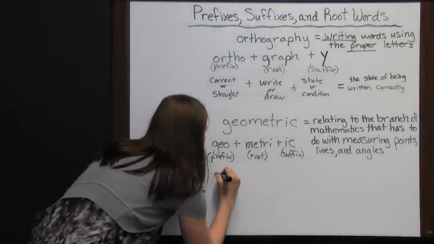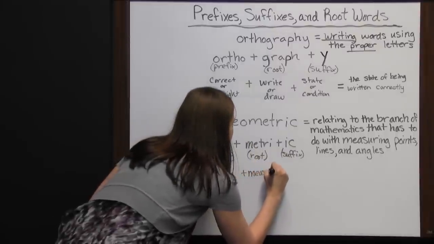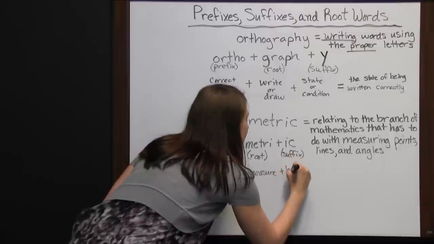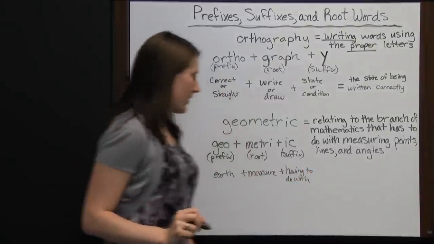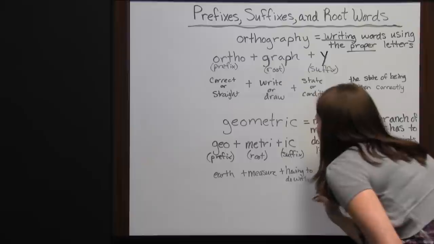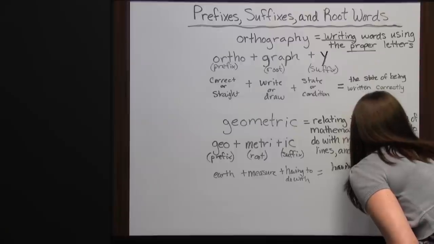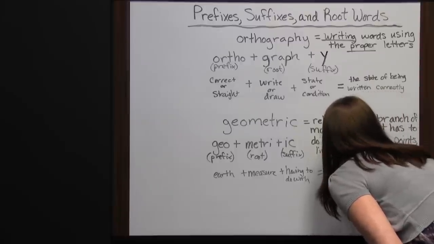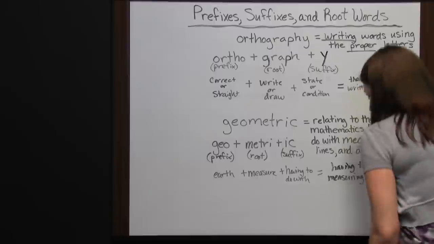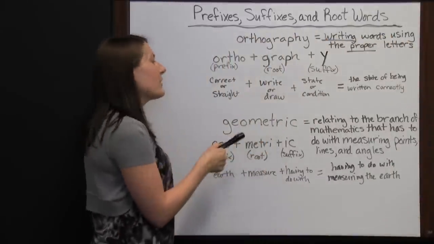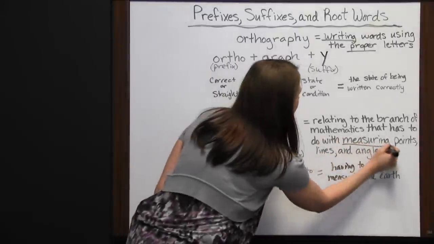Geo means earth, and we put that with meter, which means measure, and ic means having to do with. So, if we put all of those together, we can come up with having to do with measuring the earth. Now, this one isn't quite as close to the actual definition, relating to the branch of mathematics that has to do with measuring points, lines, and angles, but it does have measuring in there.